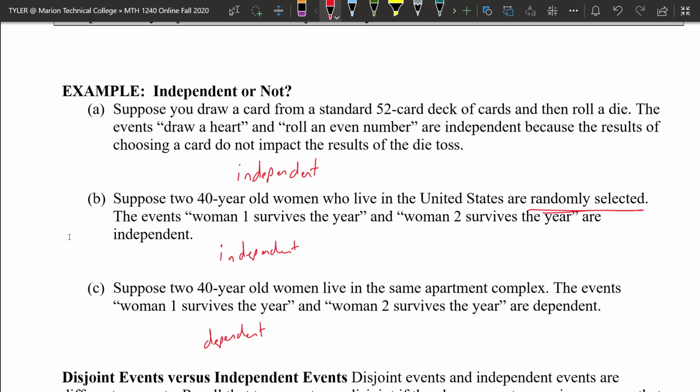Where in part C, we have that the two women live in the same apartment complex, and the reason why those are dependent is because they could impact each other, right? So, for example, they could both get in the same car accident and both die. That would impact each other. Maybe there's a fire in the apartment complex they're both living in. So, one living certainly could impact the other one. So they're not randomly selected. That's an important feature if we want events to be independent, that they're randomly selected to take away them possibly being related.